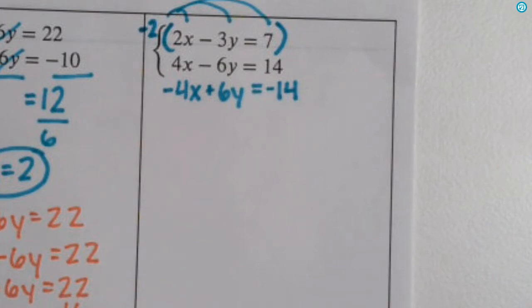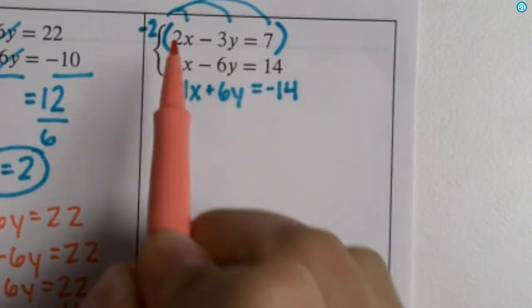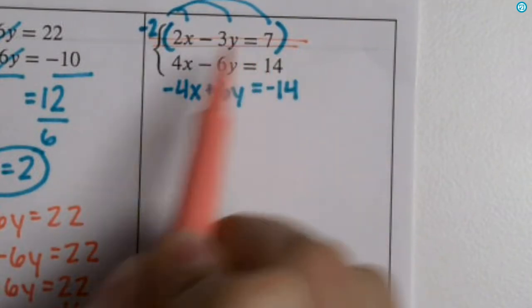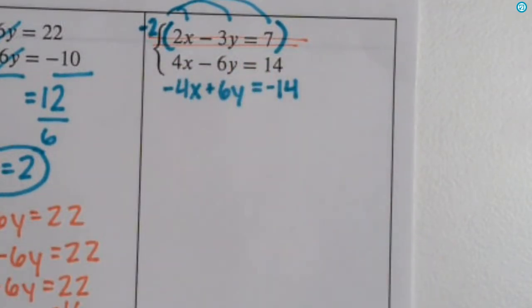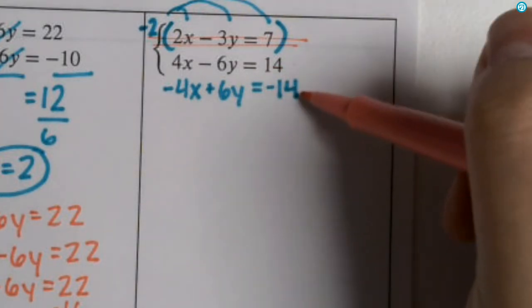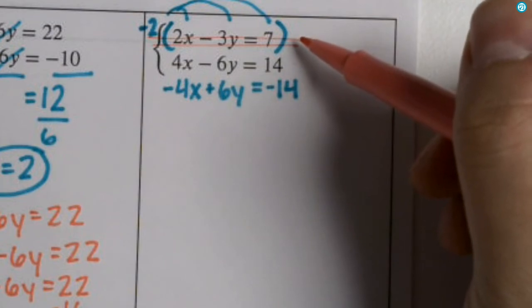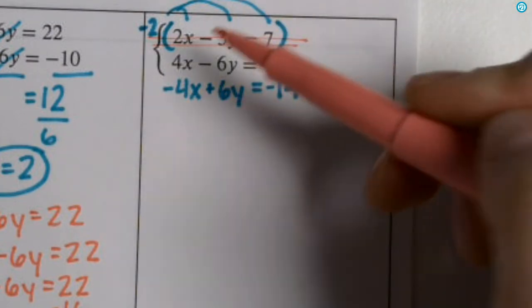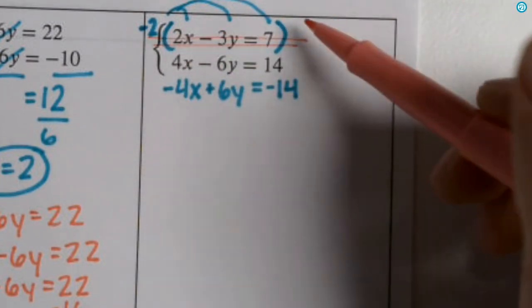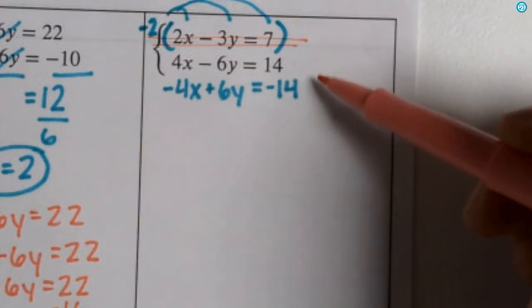Okay, then I'm going to lightly scratch this out so that I can still see it, but I know I'm no longer using it right now. What I'm now going to do is add together these two equations. So I've modified my top equation. I'm allowed to do that because I did everything to both sides of the equal sign. Now I'm going to add together these two equations.